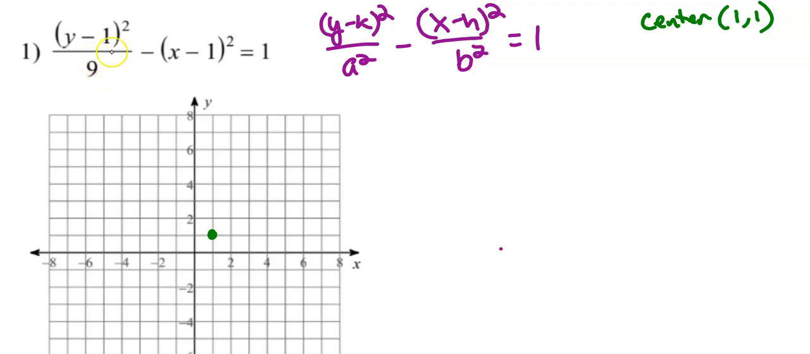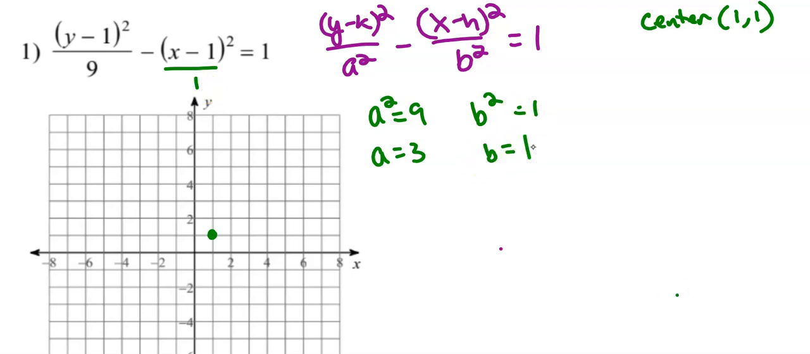A squared equals 9. So A must equal 3. And B squared, it's like having a 1 right there. B squared equals 1. So the square root of that is 1 as well. So your A and your B are both 1.